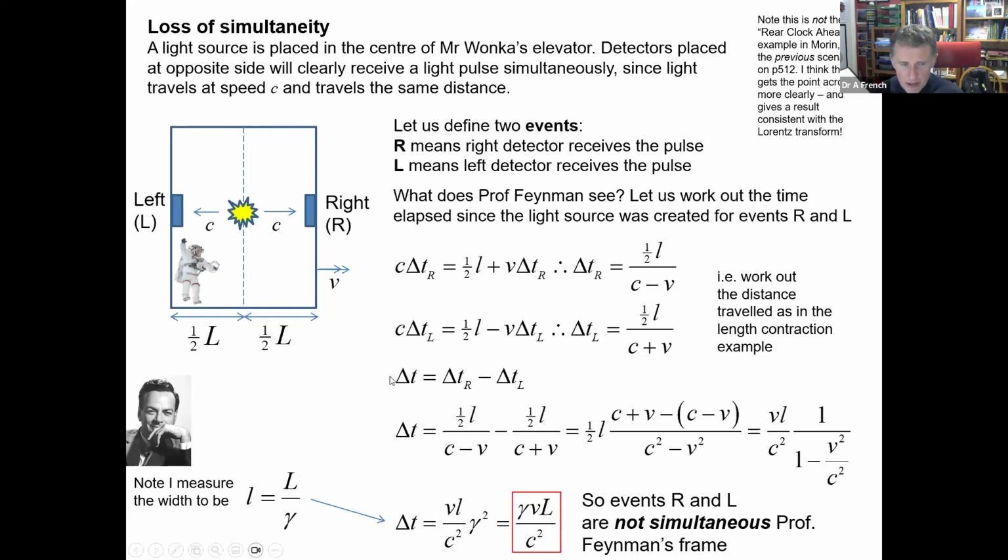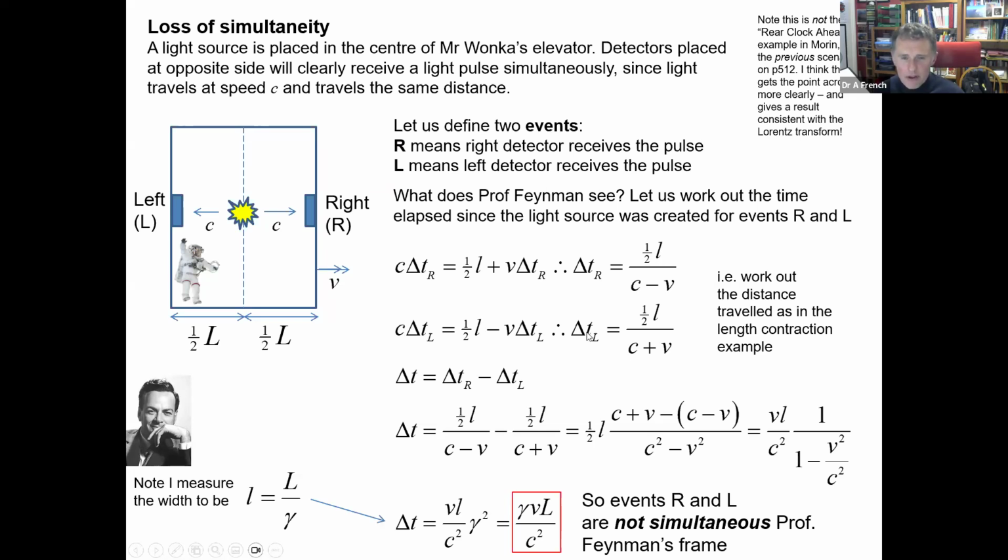But what does Professor Feynman see? Remember, this whole thing is moving from left to right. So what we do is the same thing as we did before. So c delta T_R, right? That's when the pulse hits the right one. The elevator itself has moved v delta T_R. All right, so we have this expression, and we can work out the time it takes to go to the left one. No bouncing now.